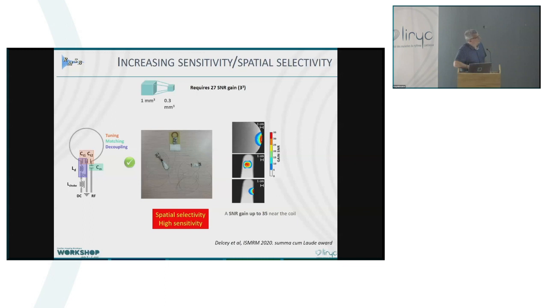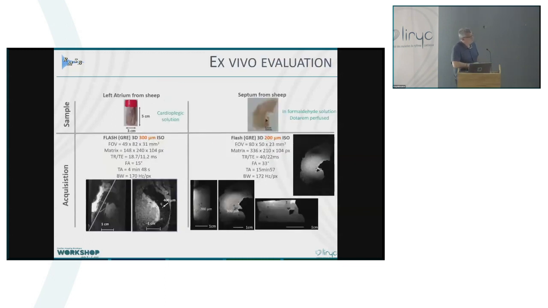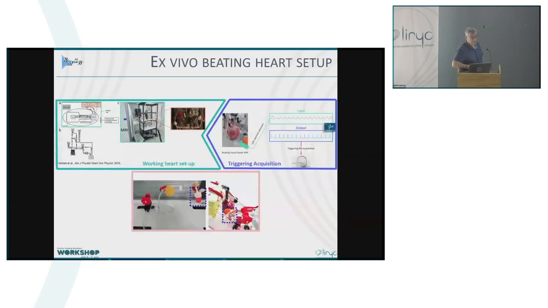So this is the idea, and these are examples. First, we tested on the left atrium of a sheep that was collected and put into a tube. You can, for example, see 3D images with 300 microns isotropic resolution. Here on the septum of a sheep, you can see the 3D images, going slice by slice, and you can appreciate the image quality at 200 micron isotropic resolution at 1.5 Tesla on the clinical scanner. So that's nice, but that's ex vivo tissue, and we want to scan tissue in vivo.